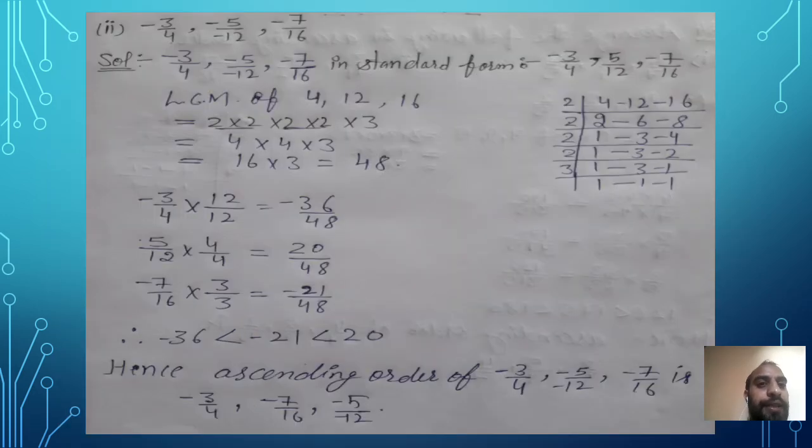So let's see the next one. In the same similar way, to make this concept clear, sometimes the question is not in standard form, then convert it into standard form. Here you can see minus 3 upon 4, minus 5 upon minus 12 and minus 7 upon 16. In the second part, 2 minus signs are there. That means we need to remove the sign from the denominator. That is the conversion to standard form. After that, once again a similar method.